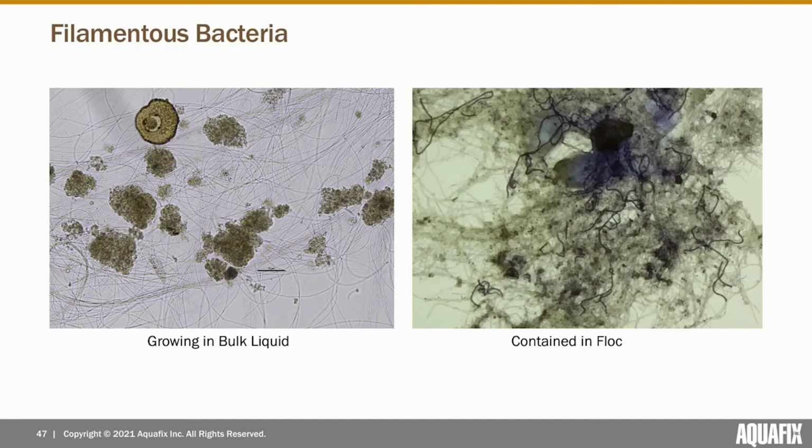We begin by noting if filaments are growing in the bulk liquid or growing within floc, their abundance, cell shape, and size, and if they're motile or not. As you can see, the photo on the right shows purple filaments, which are Nostocoida limicola, and those filaments are growing within the floc, versus on the left, where filaments are extending from floc and creating interfloc bridging.